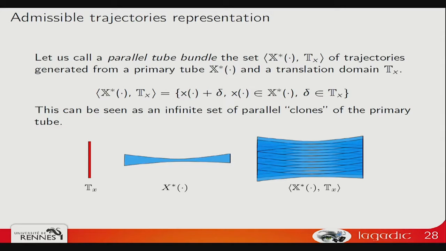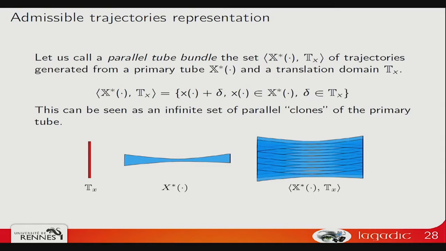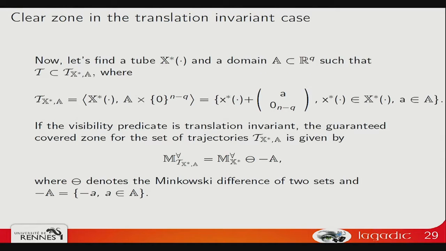And basically, when we do this, it's locally at some time of the trajectory. In this case, we can find a tube and a domain such that the corresponding parallel tube bundle contains all the physical trajectories. We want to do this in a tight manner.